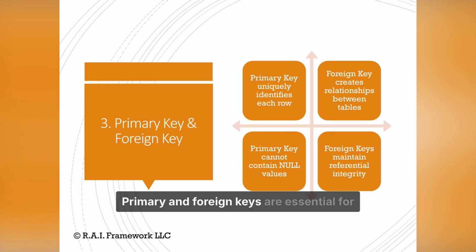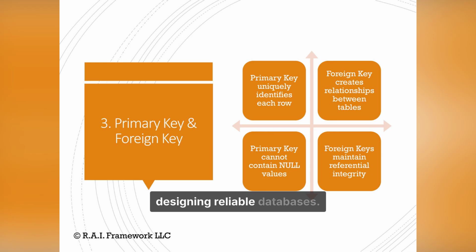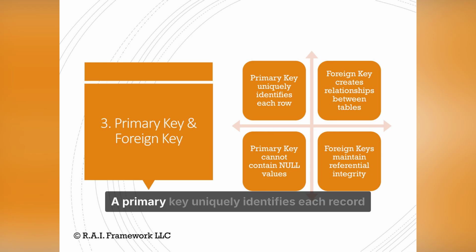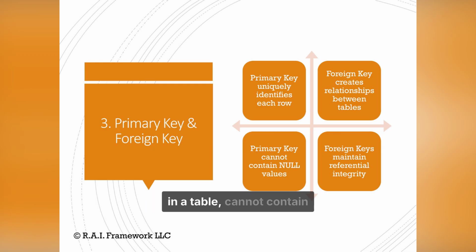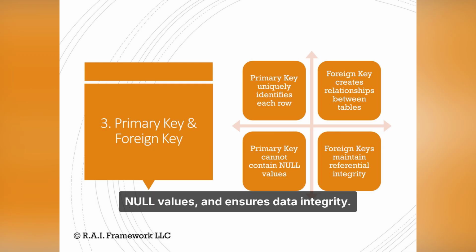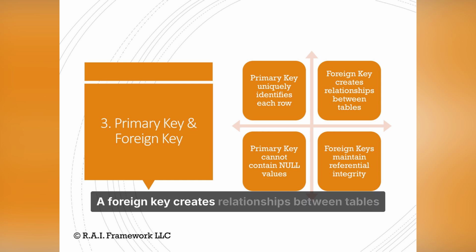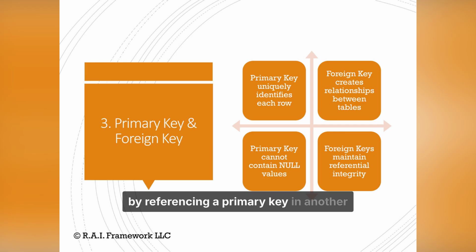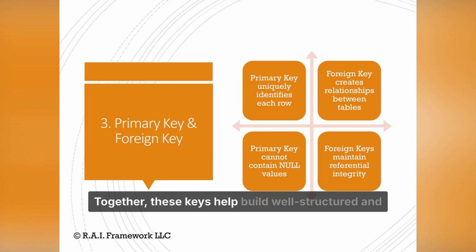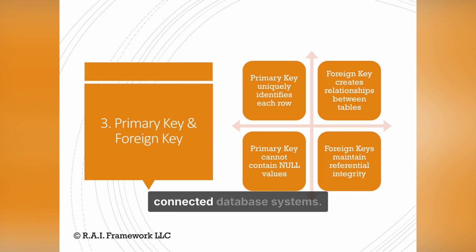Primary and foreign keys are essential for designing reliable databases. A primary key uniquely identifies each record in a table, cannot contain null values, and ensures data integrity. A foreign key creates relationships between tables by referencing a primary key in another table, maintaining referential integrity. Together, these keys help build well-structured and connected database systems.